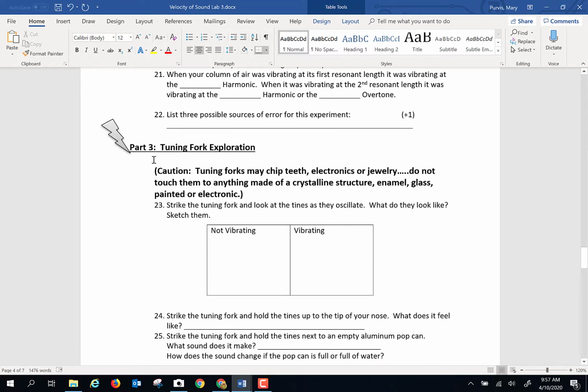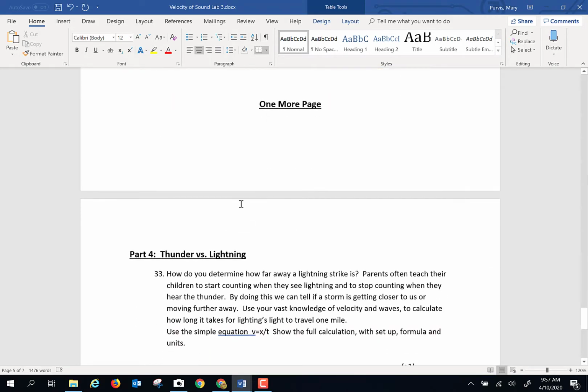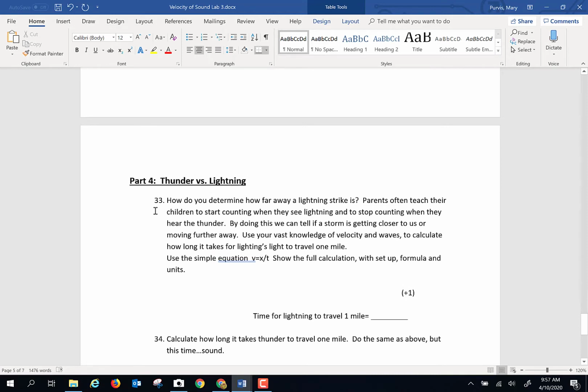The part 3, if you're using the paper and pencil version of the lab, all of this can be crossed out. You don't have to do it. We're cutting that because you do not have tuning forks at your disposal. But one of the things that I am asking everyone to do is this calculation.